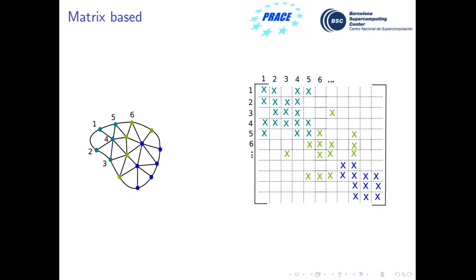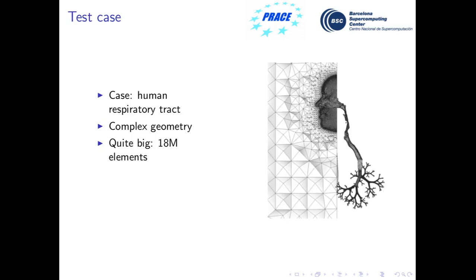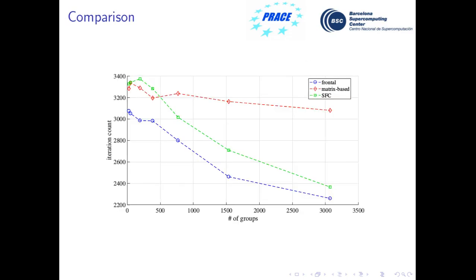All of the methods were tested on a human respiratory tract case simulated by almost 18 million elements. Size of the problem and the complexity of the geometry was chosen on purpose to put the solver in a harsh environment. From all of the methods, frontal approach gives the best results. The total iteration number decreases fast in respect to number of groups, which is exactly the behavior we wanted to see. SFC is slightly slower, but still performs quite well compared to matrix-based method.